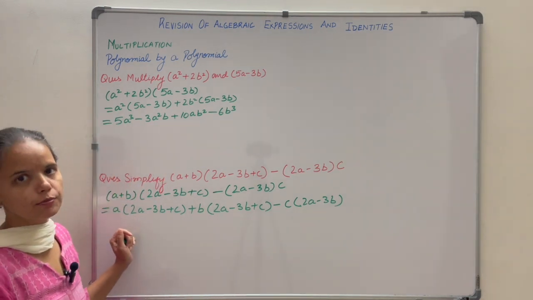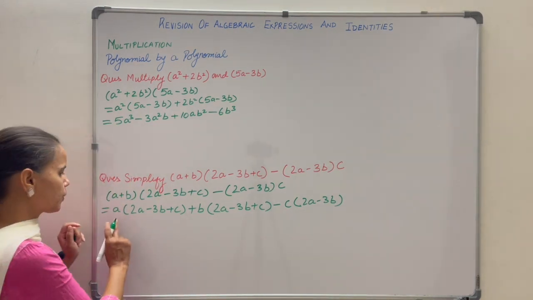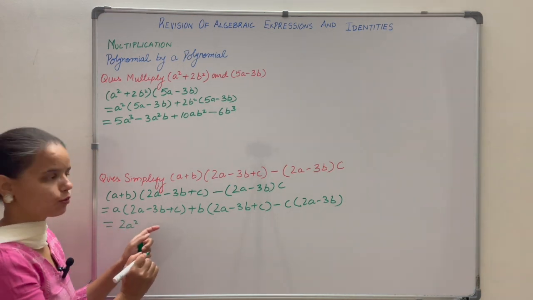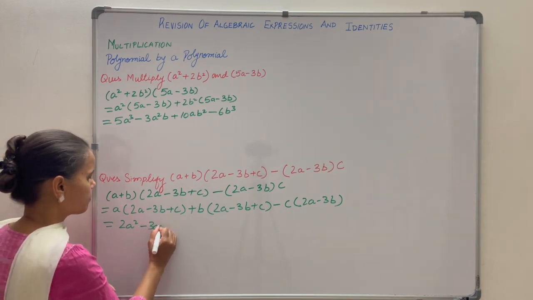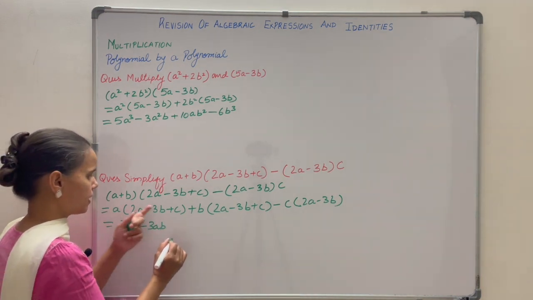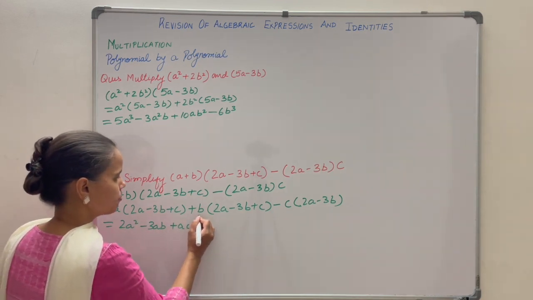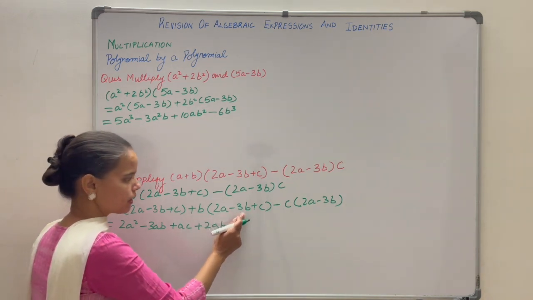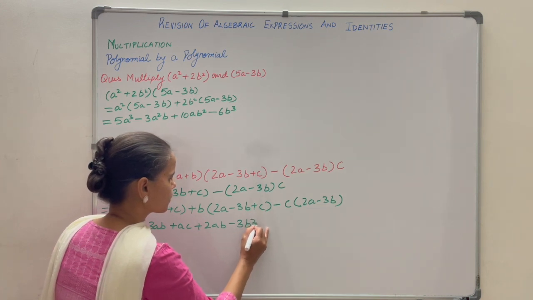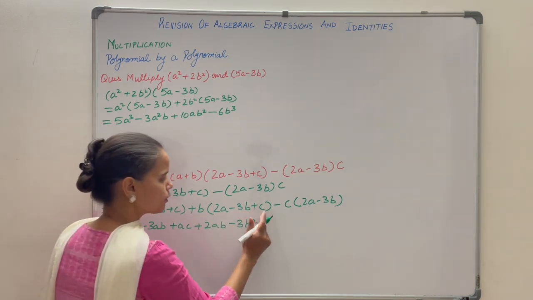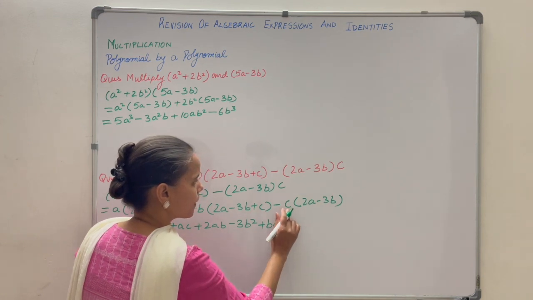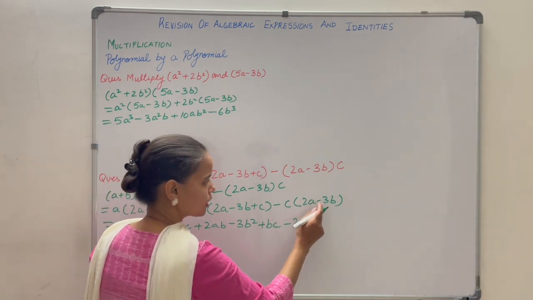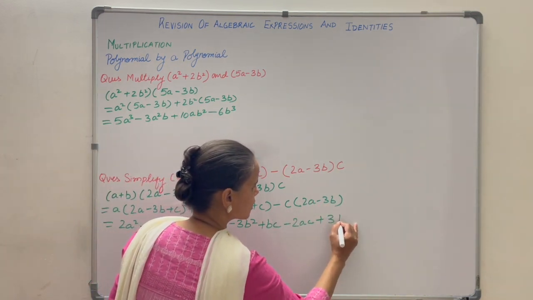So now let us use distributive property and solve this. a into 2a is 2a square. a into minus 3b is minus 3ab because plus into minus is minus. a into c is ac. b into 2a is 2ab. Plus b into minus 3b is minus 3b square. Plus into minus is minus. b into c is bc. Minus c into 2a is minus 2ac. Minus c into minus 3b is plus 3bc.